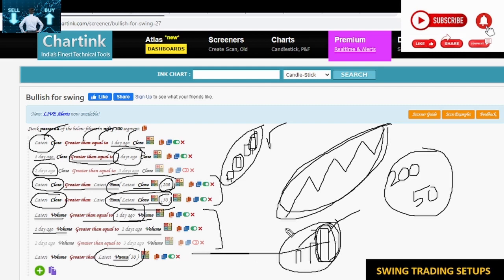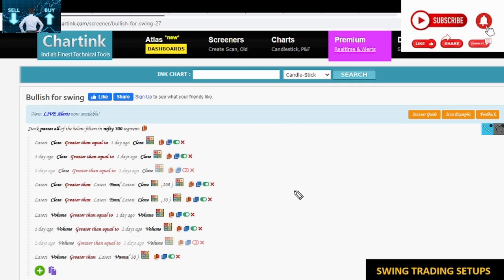This shows that a great volume has been generated, which was not generated in the last 30 days. So this is a small setup wherein you will be finding that the candles are creating higher high and higher low. Then the chart pattern is also creating a higher high and higher low. The volumes are also increasing and the volume is more than the average volume of the last 30 days. So this is a small scanner. Now let us see how it works.